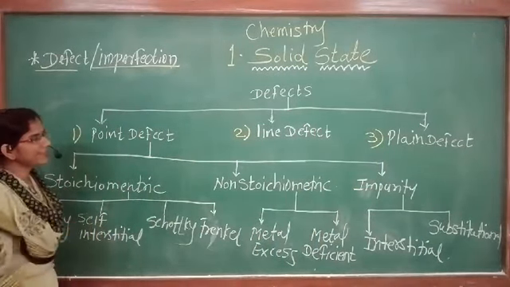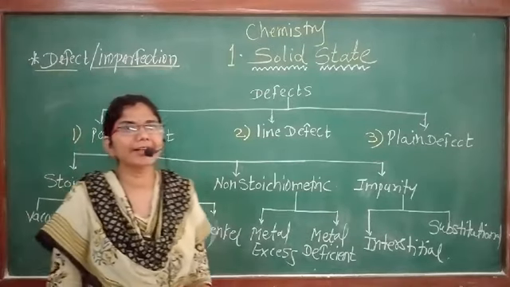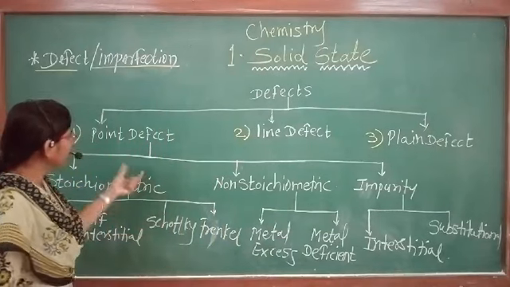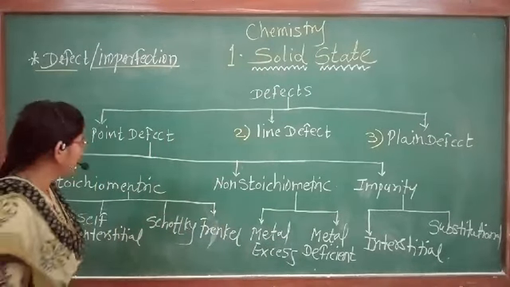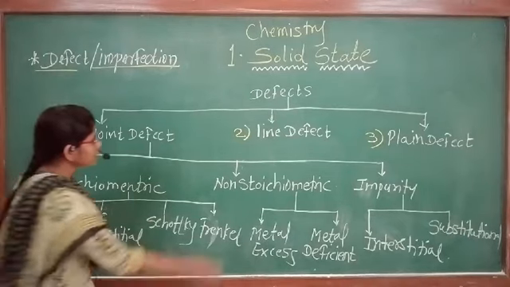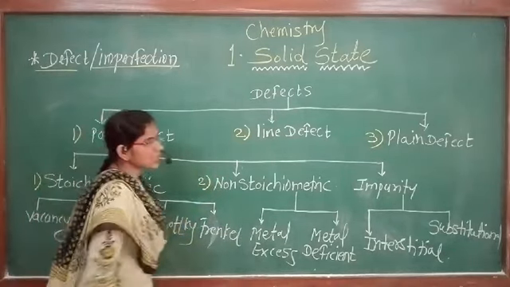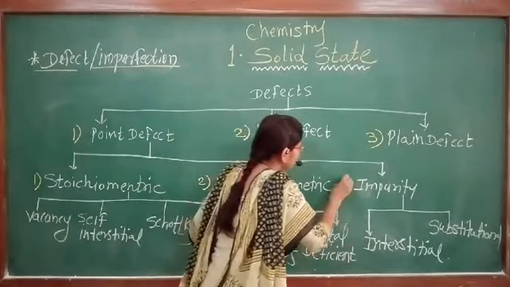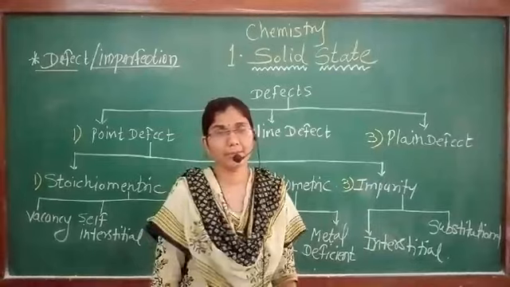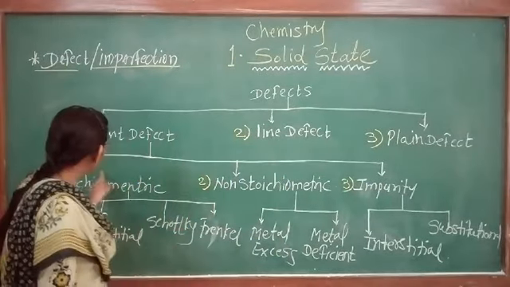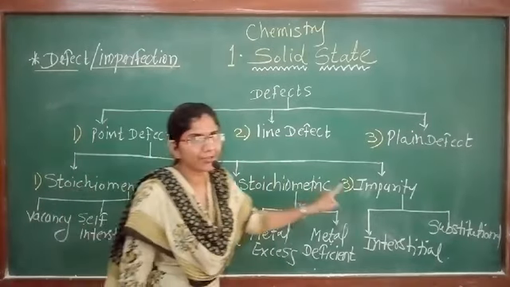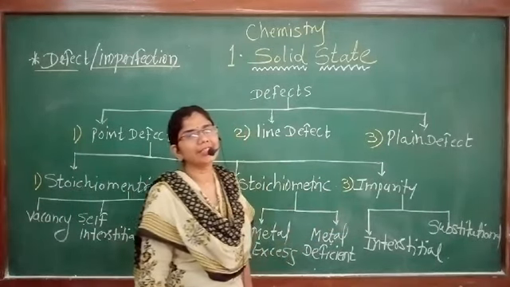Further, the point defects are classified into three types. The first one is stoichiometric defect, the second one is non-stoichiometric defect, and the third one is impurity defect.